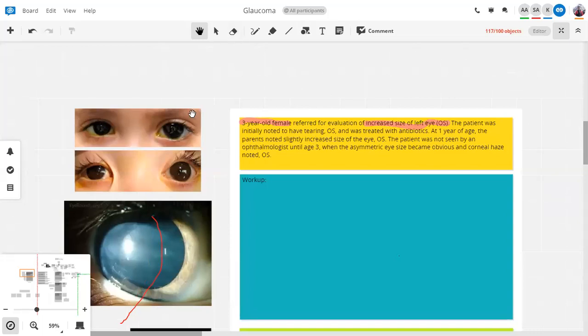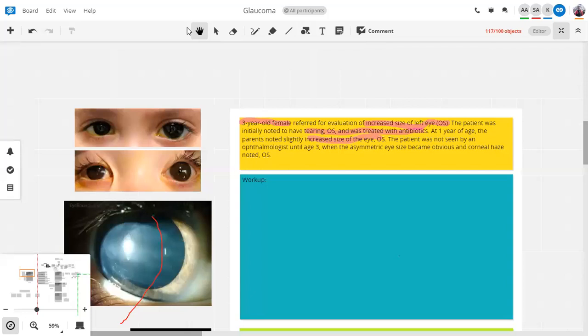Tearing means aansu aane, lacrimation. Not tearing as in the cheek part of the tearing. Tearing. And was treated with antibiotics. We have some history. At 1 year of age, the parents noted slightly increased size of the eye. Okay. The patient was not seen by an ophthalmologist until age 3, when the asymmetric eye size became obvious and corneal haze was noted.